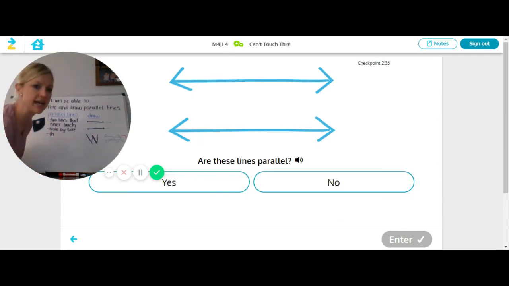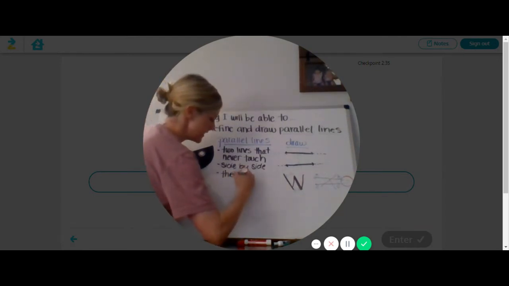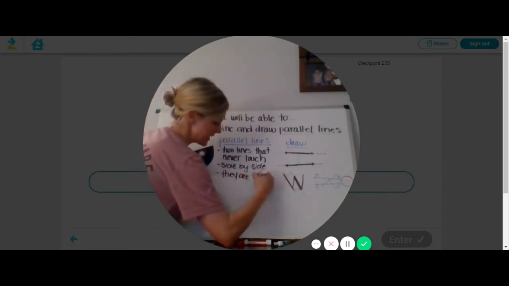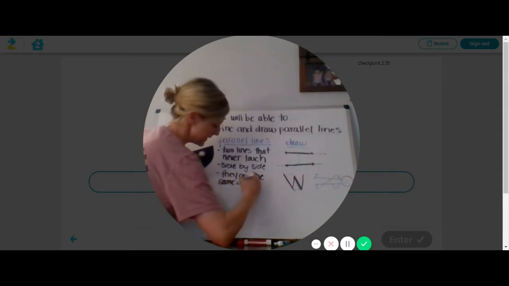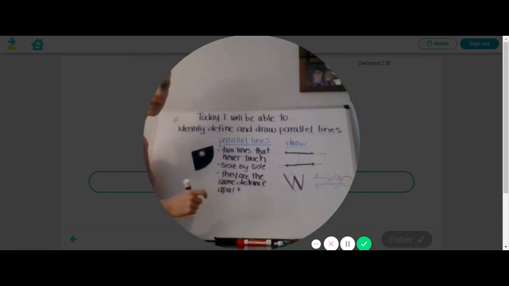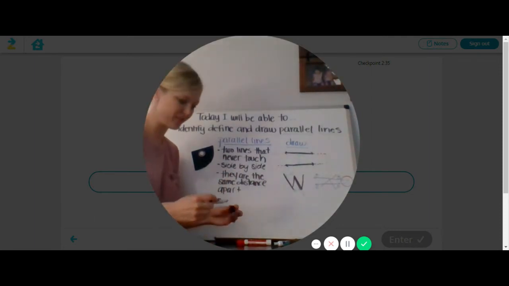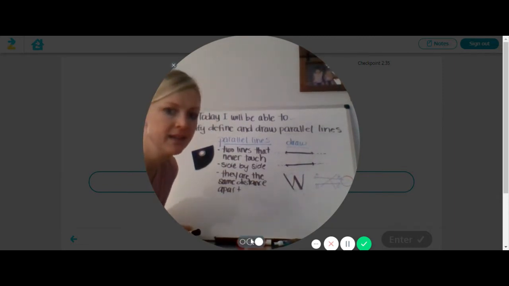So let's go ahead and add to our notes what our learners added. We know there are 2 lines that never touch. They are side by side, and we're going to add that they are the same distance apart. As we just identified here, they are the same distance apart, which is why they never cross. Great. Pause if you need more time.